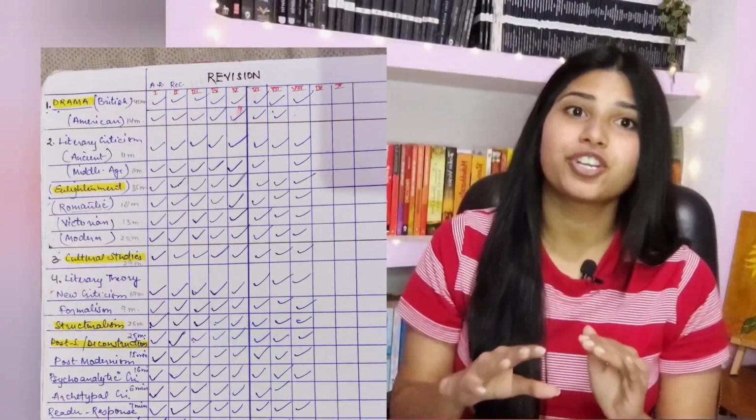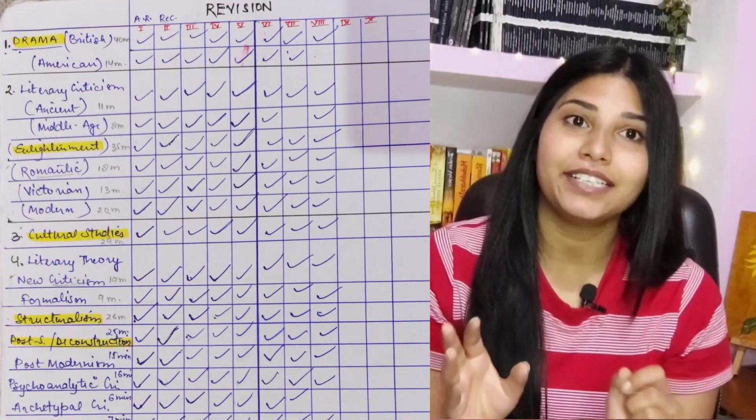And for that you will have to make a schedule, a proper schedule, where you are going to write which writer or which topic you are going to revise every day. And every day just take at least 2 to 3 hours to revise for the next 1 month. And you have to tick mark every day what are the things that you have done.